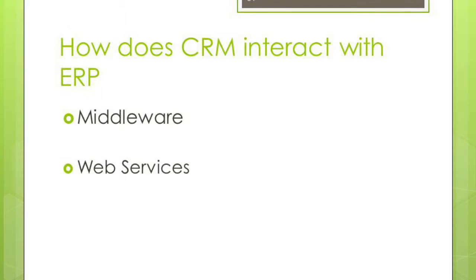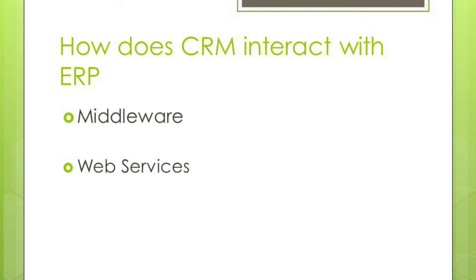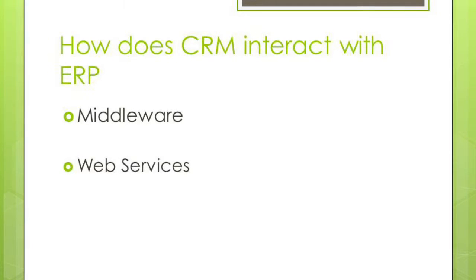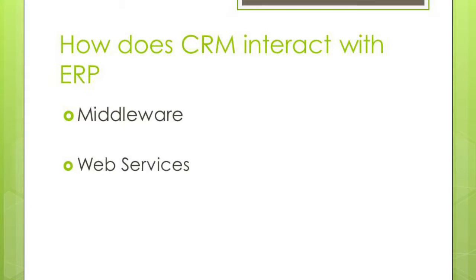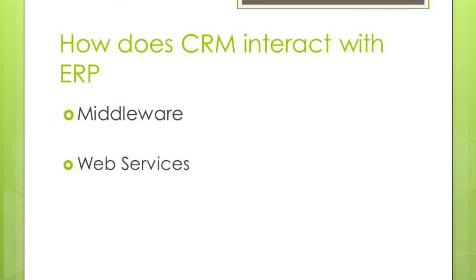So how does CRM interact with your ERP system? There are two main ways: the use of middleware and the use of web services, although sometimes web services can be used in conjunction with your middleware. The middleware is software that connects the components of an enterprise application. For instance, ERP to CRM, ERP to advanced planning and optimization systems, or even ERP to your data warehouse.